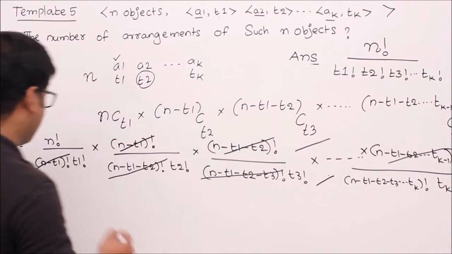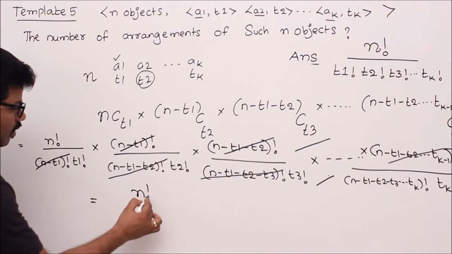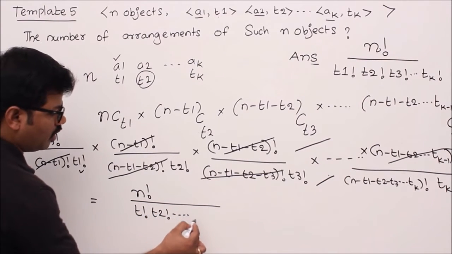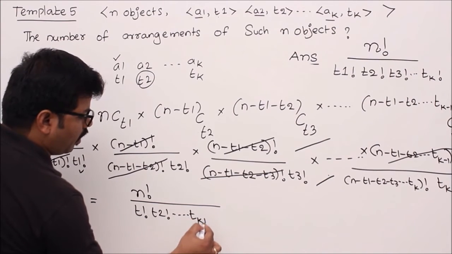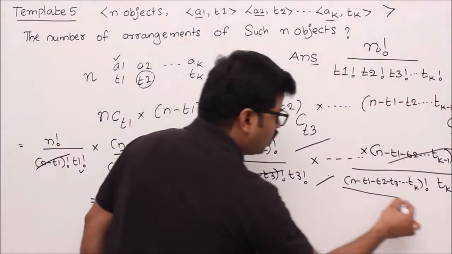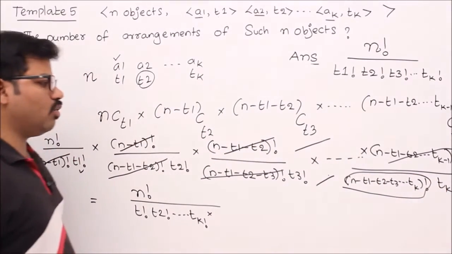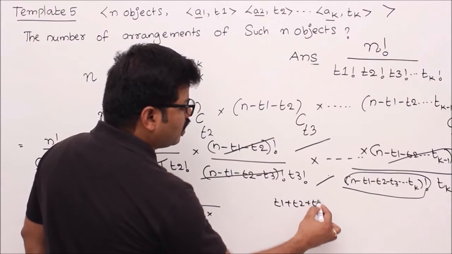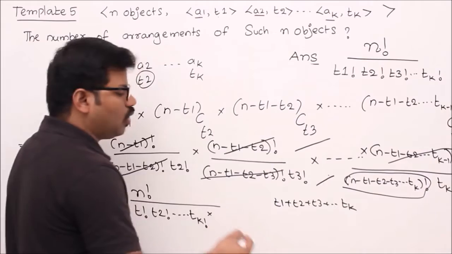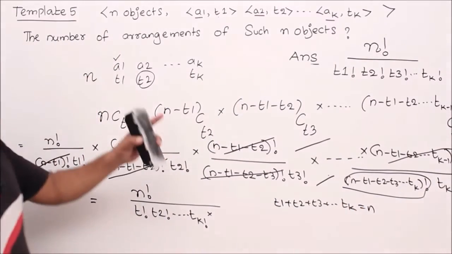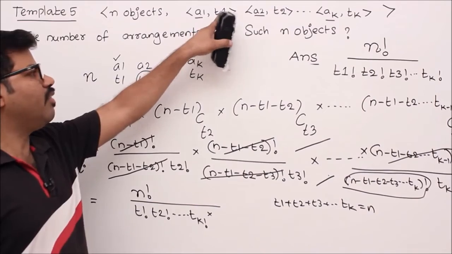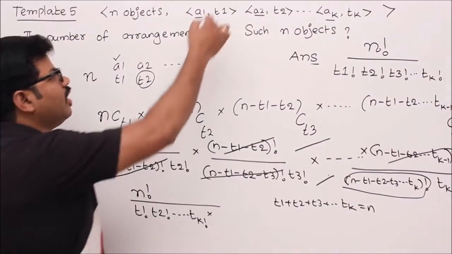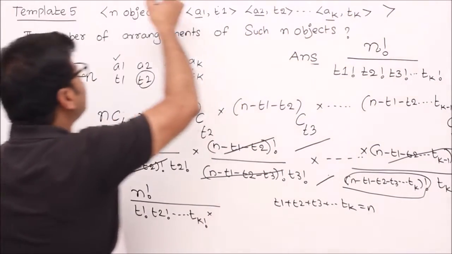Now the remaining terms, if you see, you end with n factorial by t1 factorial into t2 factorial so on tk factorial. Apart from that, you see one more term, this one, n minus t1 minus t2 minus t3 so on tk factorial. So we know that t1 plus t2 plus t3 so on tk is nothing but the total number of objects, isn't it? You see here, in overall n objects, a1 is repeated t1 times, a2 repeated t2 times, and so on, ak repeated tk times. Then all the objects are finally t1 plus t2 plus so on tk, which is nothing but n.